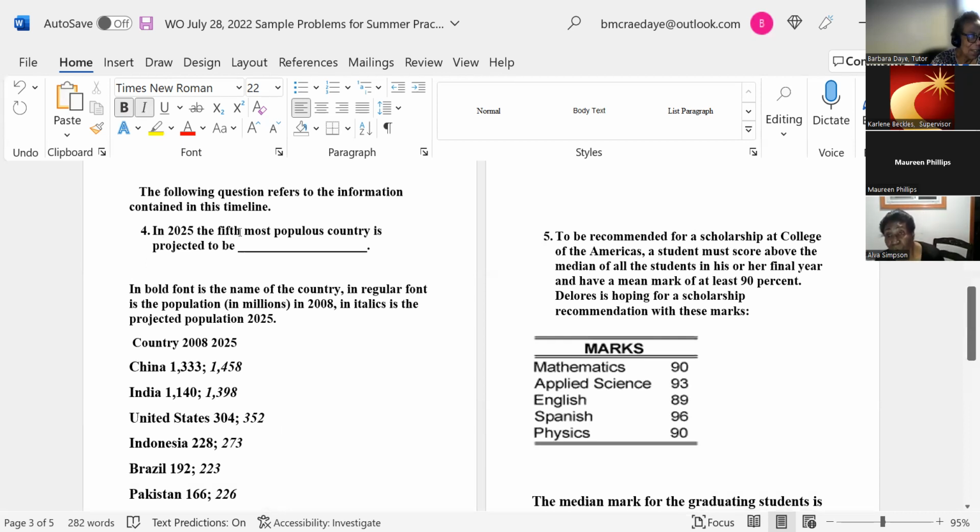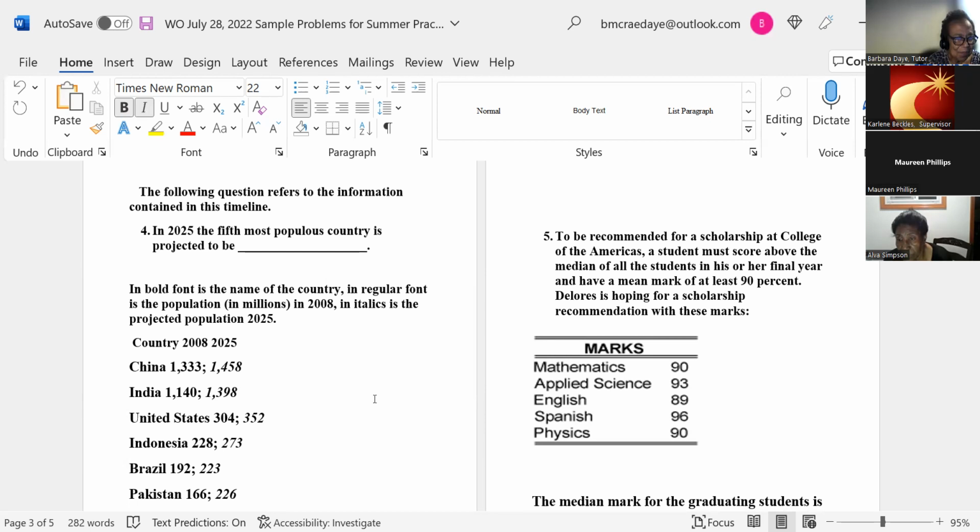It said the following questions refer to the information contained. Now read the question, Alva. Number 4, what does it say? In 2025, the 5th most populous country is projected to be. So that means you got a country here, not a number, not a population. You take the 2025 figures, put them in order, and the one in 5th place is the answer.